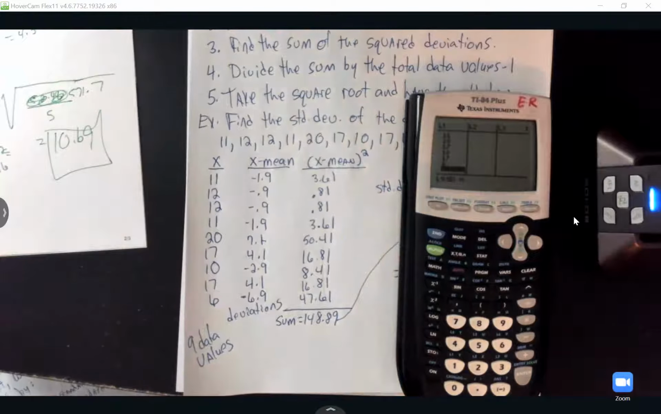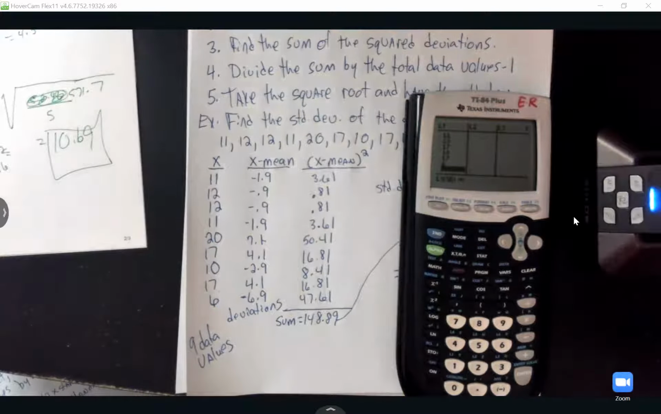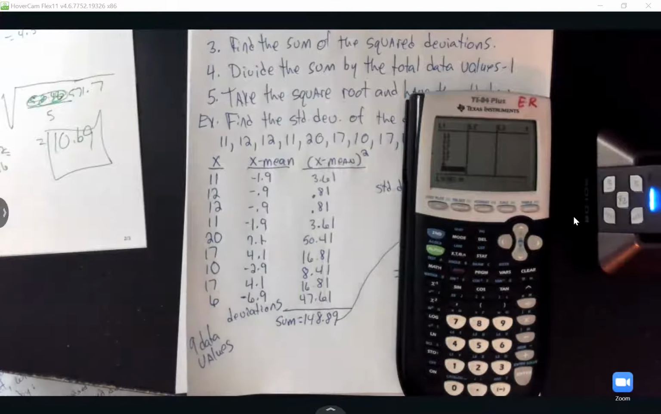So here's the thing. We now have our data into the calculator in L1, and that just means list 1, okay? L2 would be list 2 and so on. Once you got your data in, hit second mode to quit that screen. So we've got our data put in by hitting stat and edit.